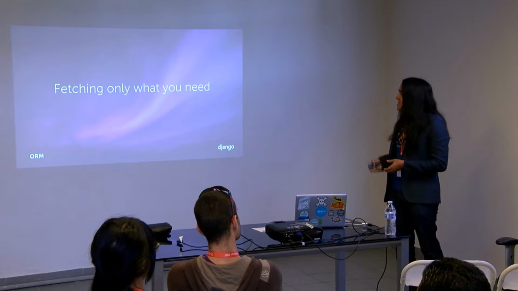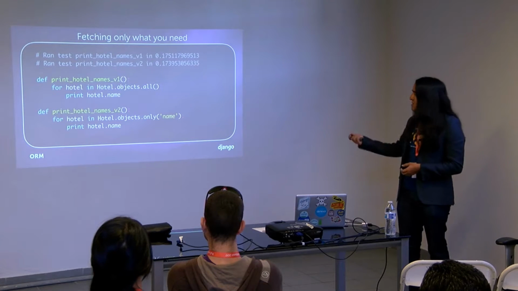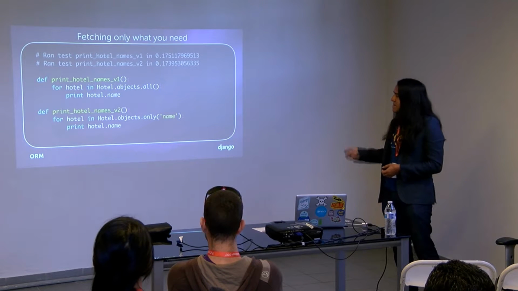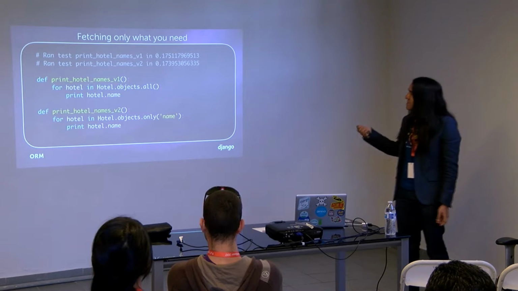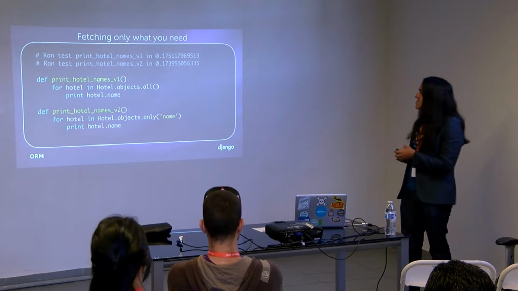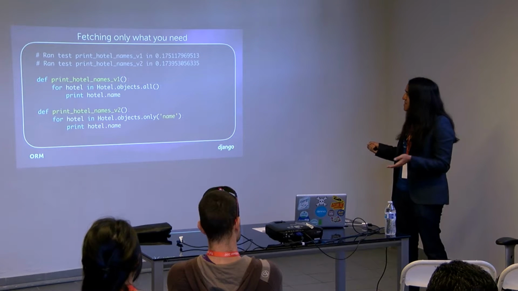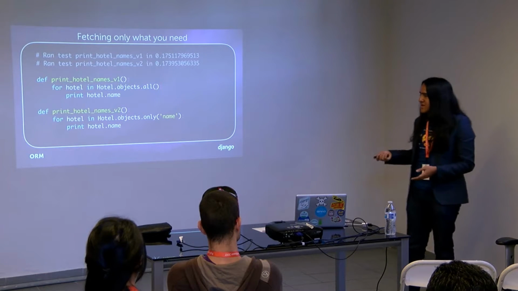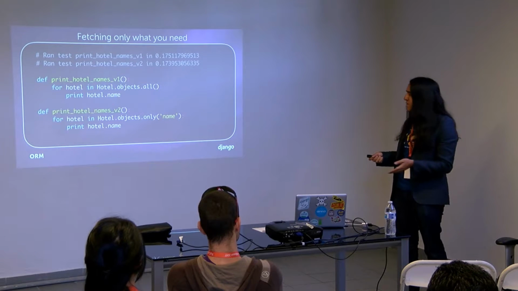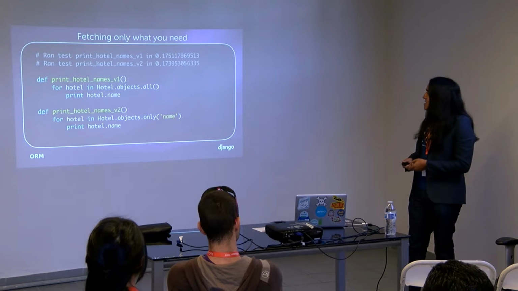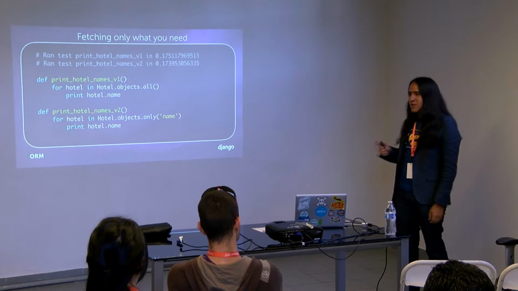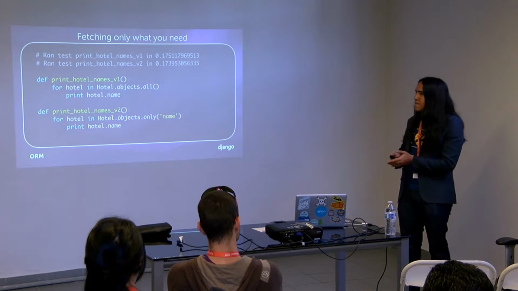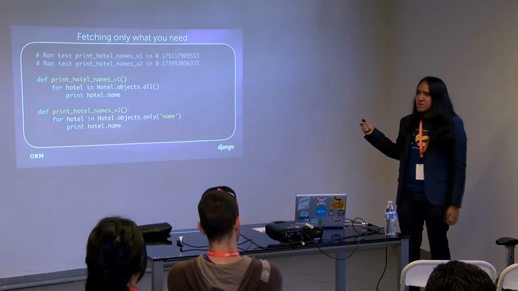So Django gives you the only method, right? Here I've got two functions, print hotel names v1 and print hotel names v2. The first one fetches all the hotels, right? And just prints the hotel name. But the first one also fetches all the other fields, like manager, the time that it was changed, and all these other fields. The second one simply fetches the name. That's all it fetches. It still uses the ORM to create an instance of the hotel, but it only fetches from the database the name field.